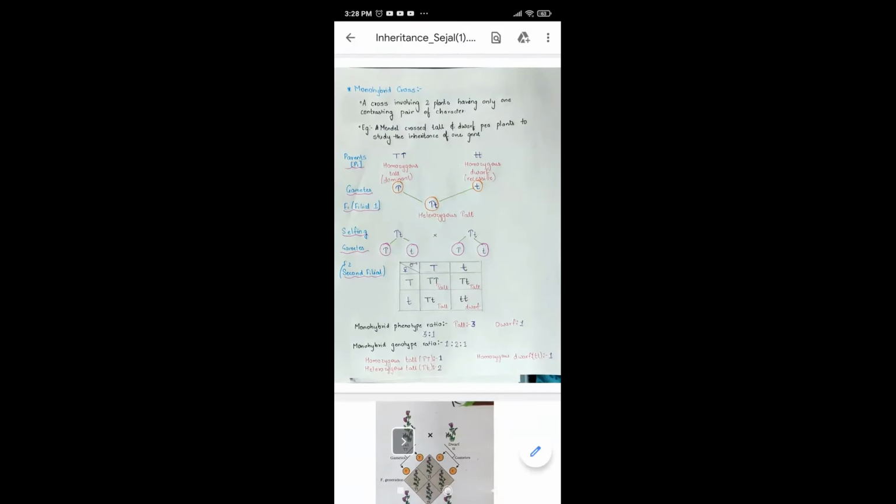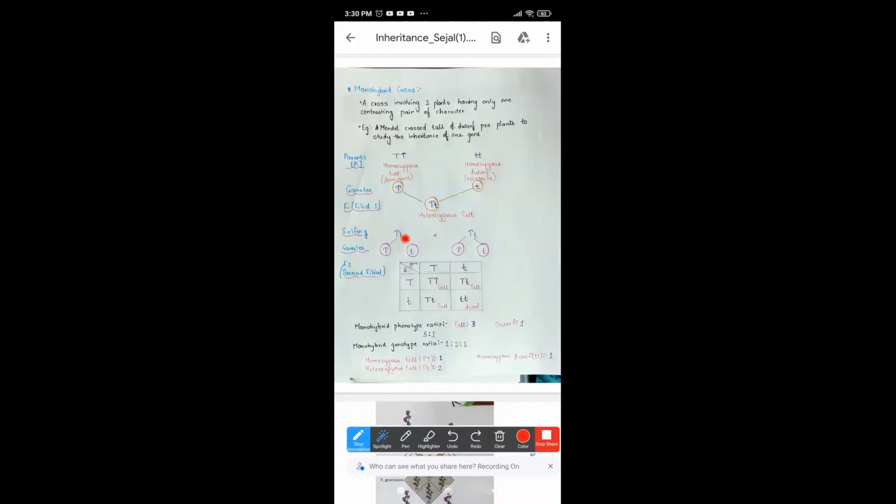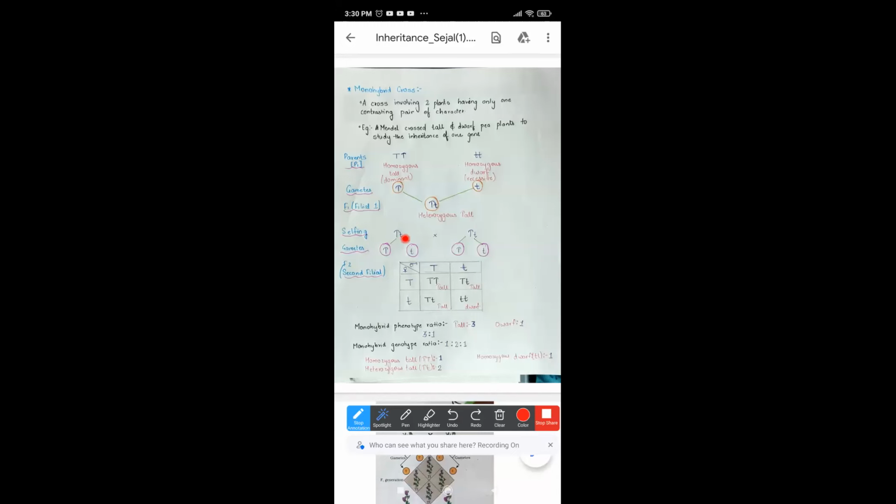Now, we have studied in earlier standards that Mendel conducted two different crosses. One is the monohybrid cross, that is, one with a single contrasting trait, and second, the dihybrid cross with two different contrasting traits. So we'll study the monohybrid cross. A monohybrid cross is a cross involving two plants differing in only one contrasting pair of characters.